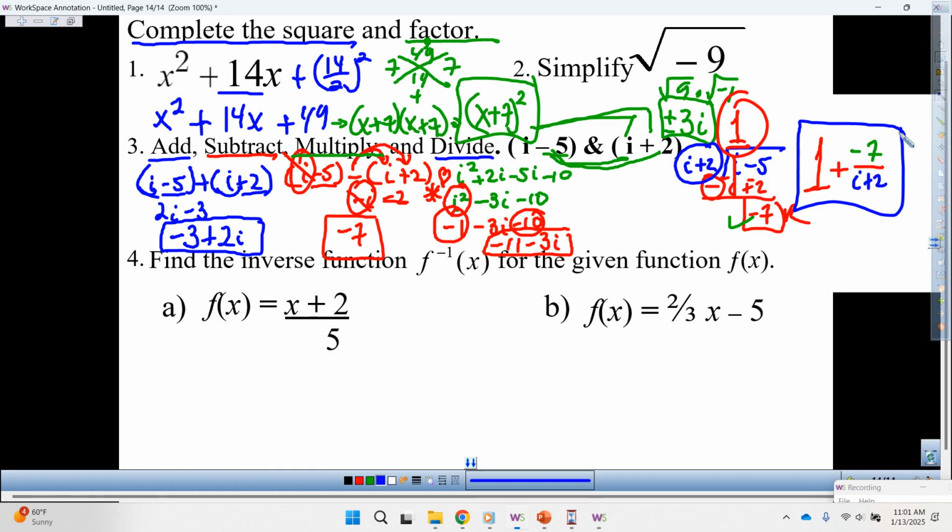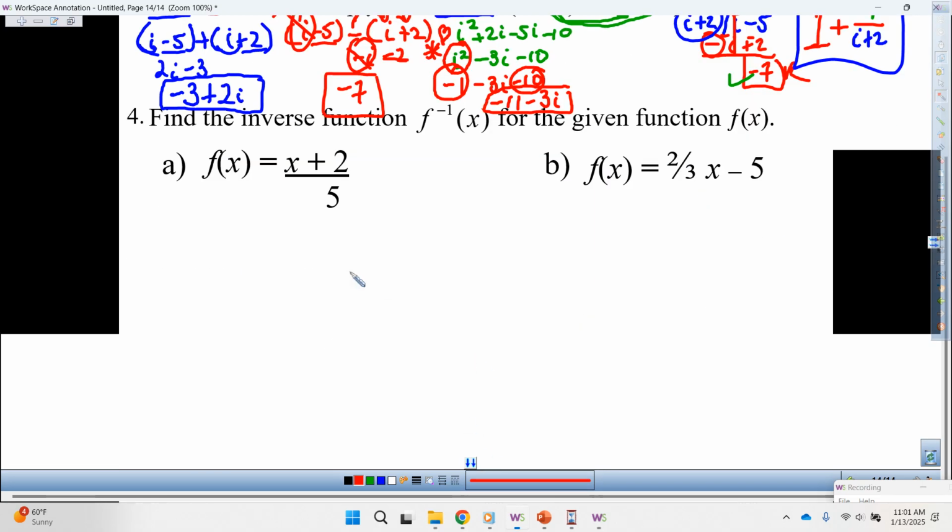Now, did we rewrite those? Yes, I believe so, right? Do we leave the 1 in the front? No, we move it to the back, and we'll get to that later, just for the sake of time. Okay, let's go to number 4.